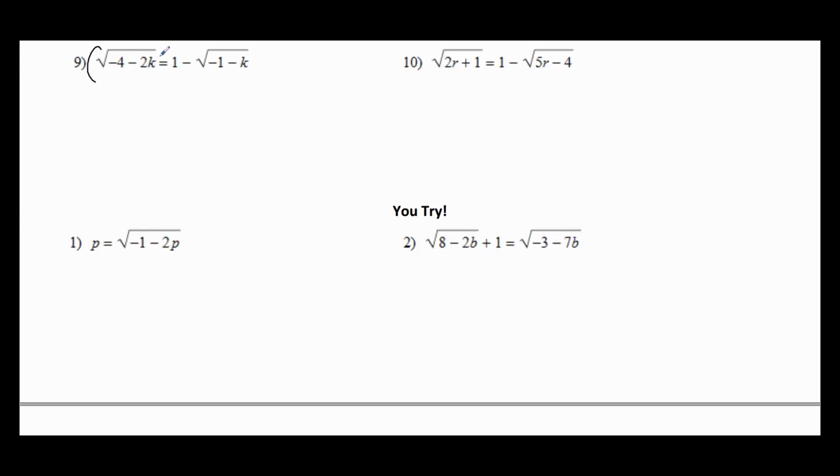2 times the fun. So I got to square both sides to start with. Okay, square both sides. On the left-hand side, I can get rid of that root. That's negative 4 minus 2k. On the right-hand side, I can't just say, oh, that's 1 minus negative 1 minus k. I can't do that because I have a binomial here. So what I'm going to do is I'm going to put that into a box here, and let's do some multiplication.